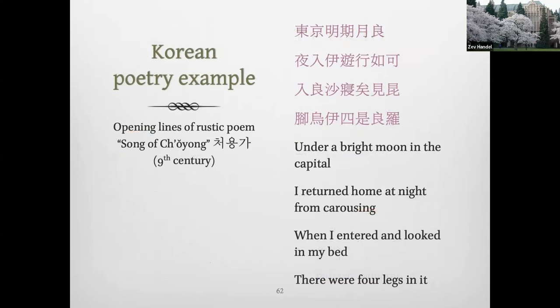Let's look at a Korean poem. Amazingly, it's done the same way. These are the opening four lines of the eight-line poem, Song of Choyong, a ninth century poem. It's the same one I showed you earlier that was embedded in a classical Chinese text. Once again, it's absolute gobbledygook if you think it's Chinese and try to read it that way.